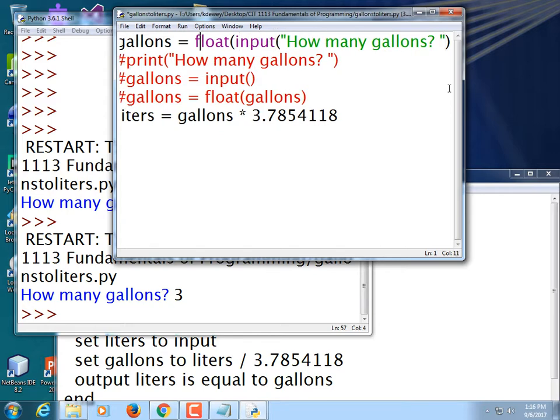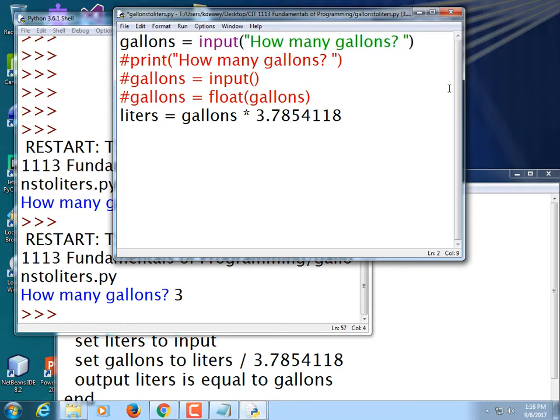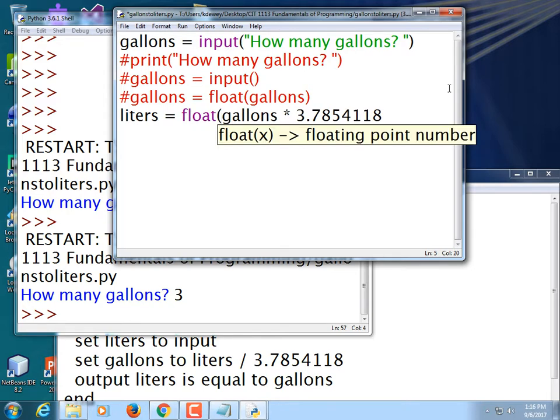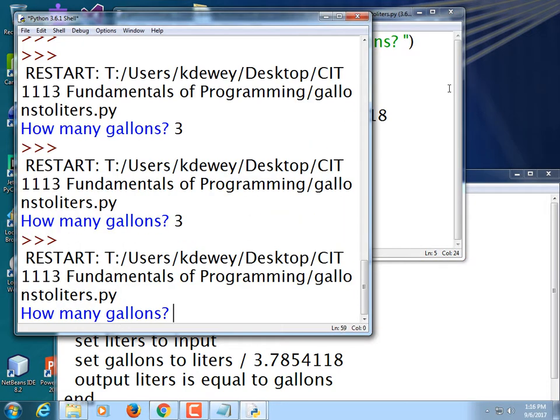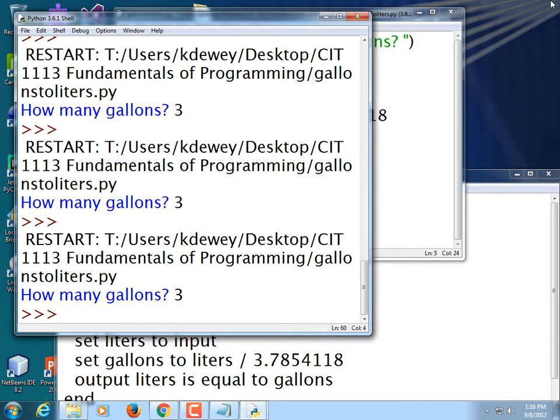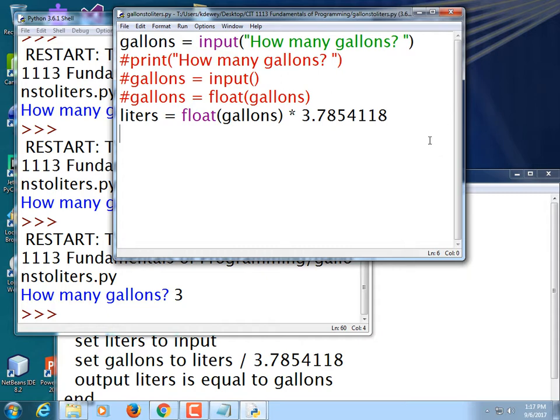Or I probably would have gone with this. I think I can do this right here. Float. Right there, and that should do it as well. Yep, that'll do as well. So, obviously seeing there's many different ways to do it. We could convert it like this. We could have put float around this, or we could put float around this.